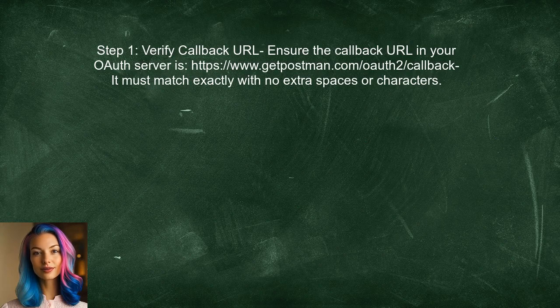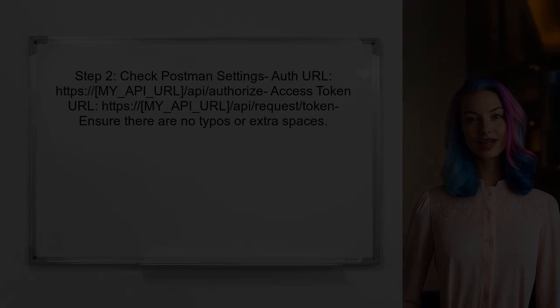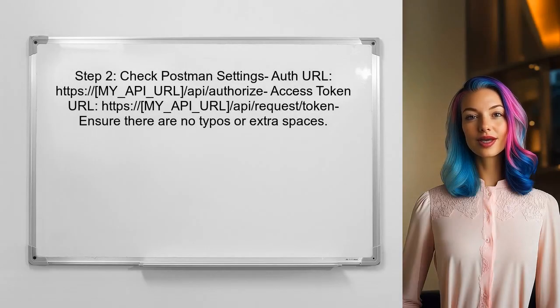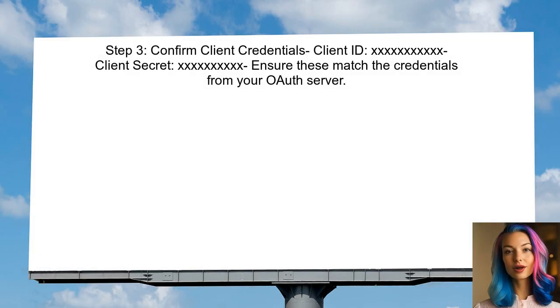The callback URL must match exactly what is configured in Postman. Next, the user should check the settings in Postman. They need to ensure that the auth URL and access token URL are correctly entered without any typos. Then, the user should confirm that the client ID and client secret are correctly inputted. These credentials must match what is provided by the OAuth server.